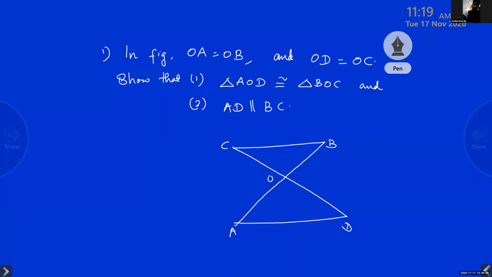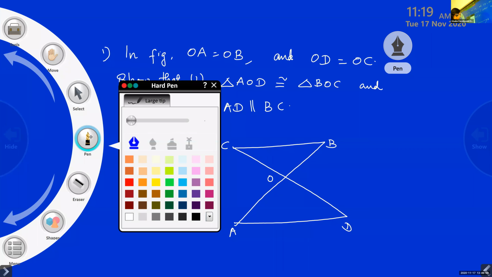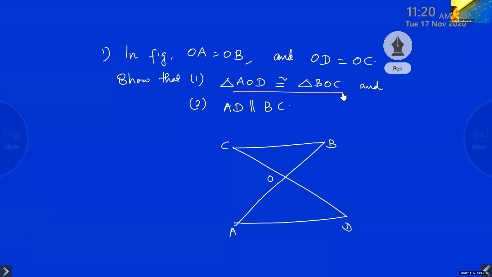AOD and COD. AOD, yes, and COD. See here, in the question also it is given. So just see the same. Is it the same, AOD, BOC? These two triangles and the given question, is it the same? Is it the same, children?